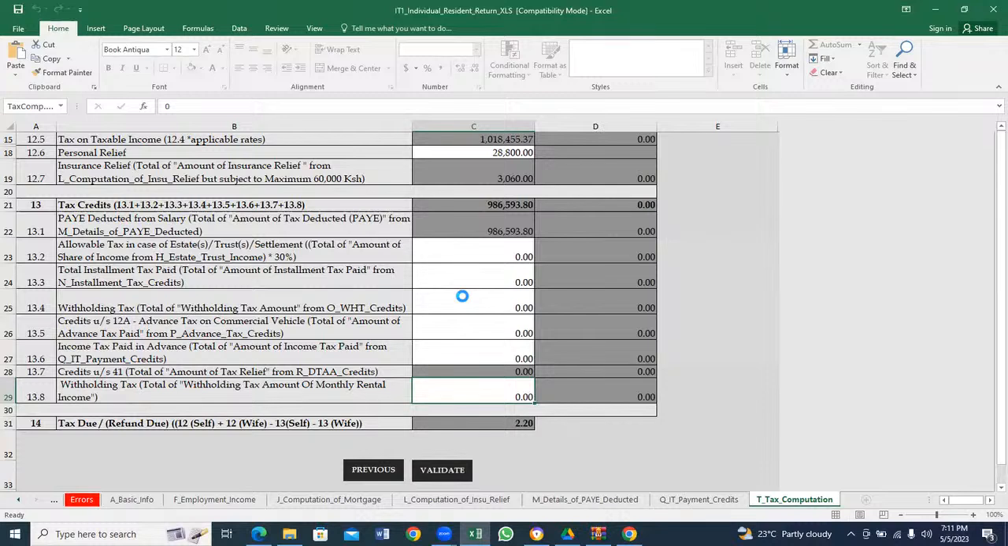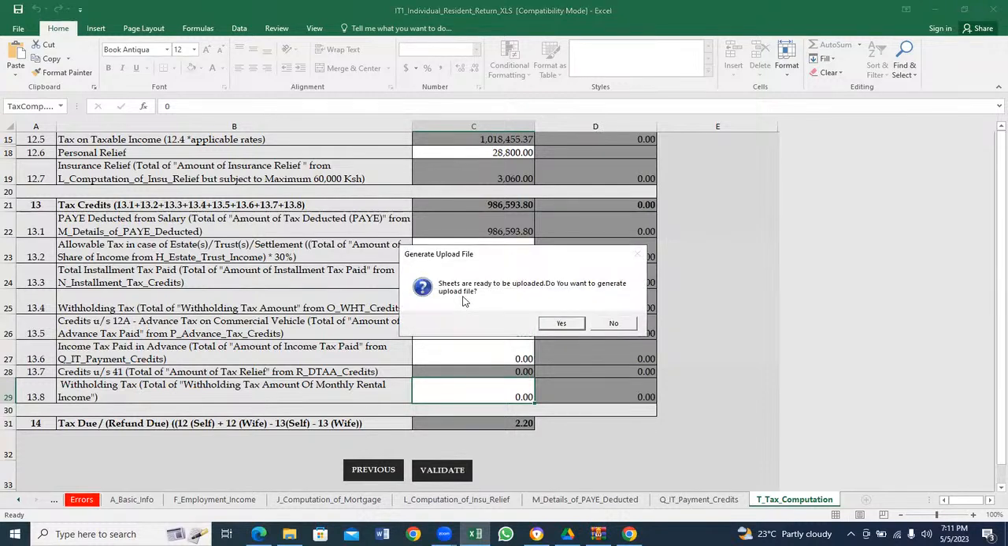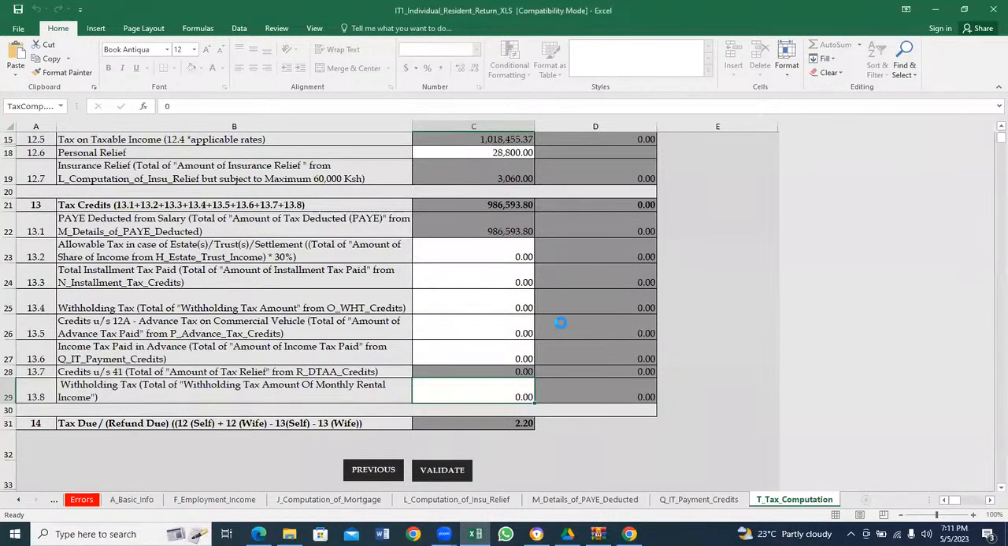So give it time, let it do its work. It will take time. Aya, halafu itakwambia hapo sheets are ready to be uploaded. Do you want to generate an upload file? Can you see here? Sheets are ready to be uploaded. Then you come and click yes.